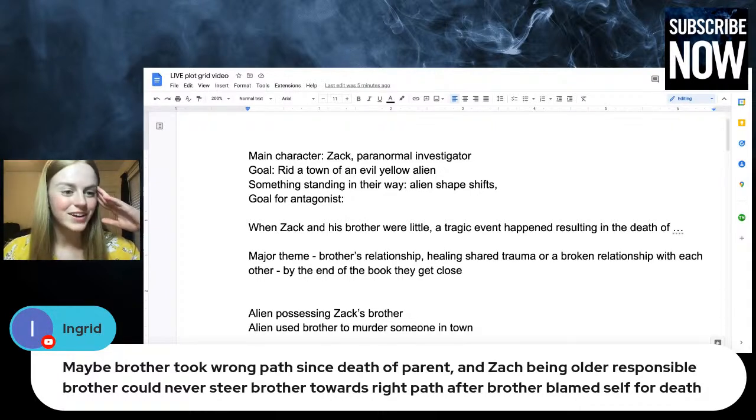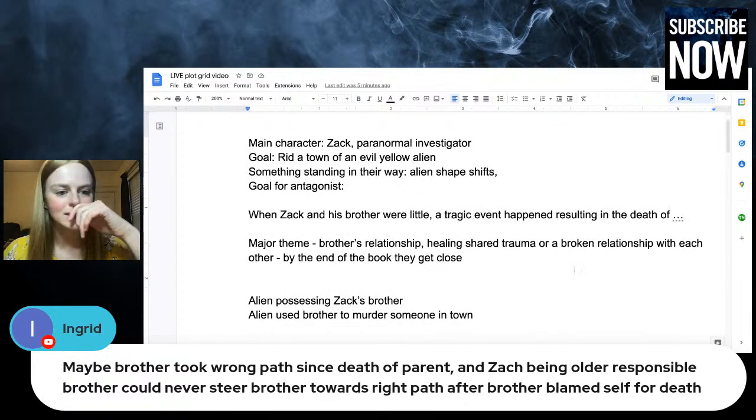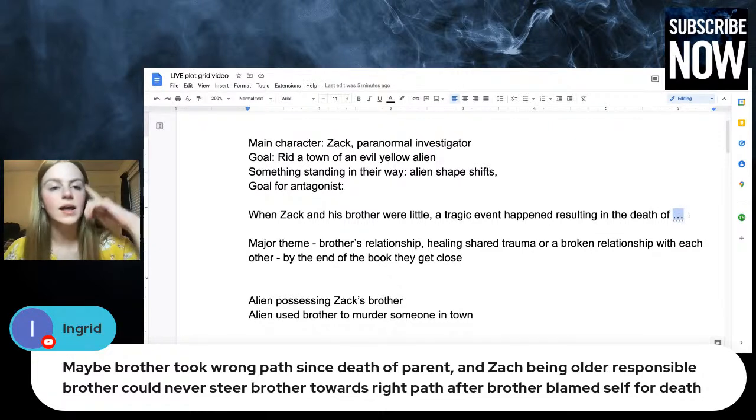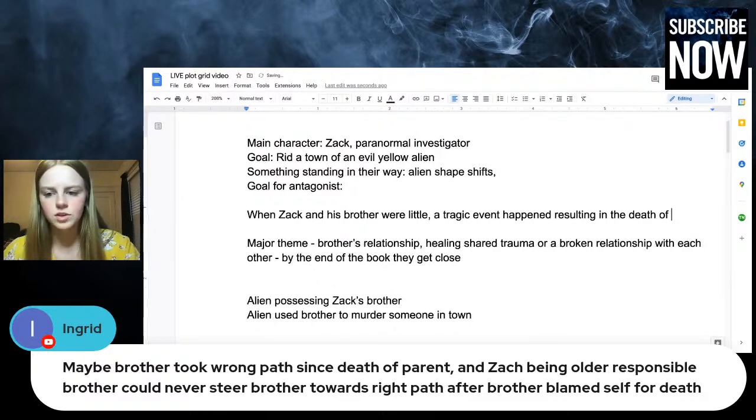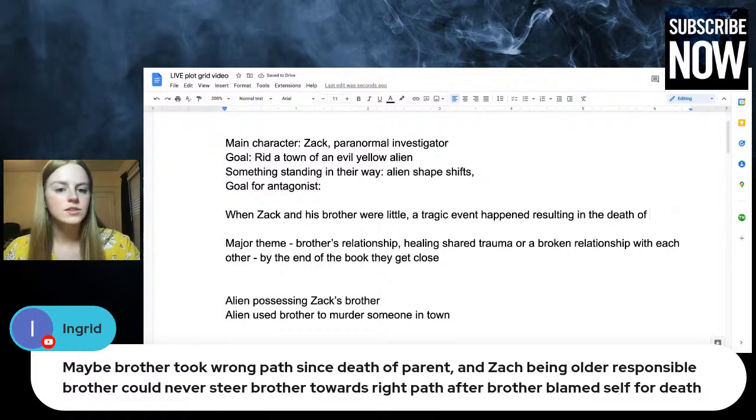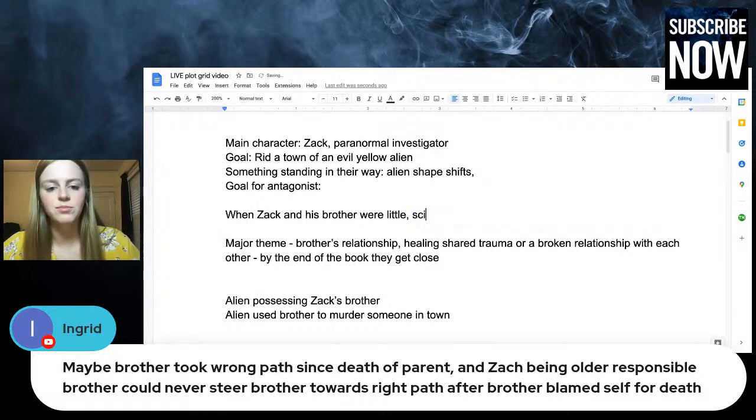Okay, so this is all very, very good stuff. My brain is working very fast to try to synthesize all of this. Okay, so let's say I like this boat idea. So how about when Zach and his brother were little, a tragic event happened, resulting... or I also like the portal idea. I like how it's tied into the creation of the alien. So let's say maybe that when Jack and his little brother were little, a tragic event happened, maybe they like to do science experiments, kind of blending a lot of these ideas together.